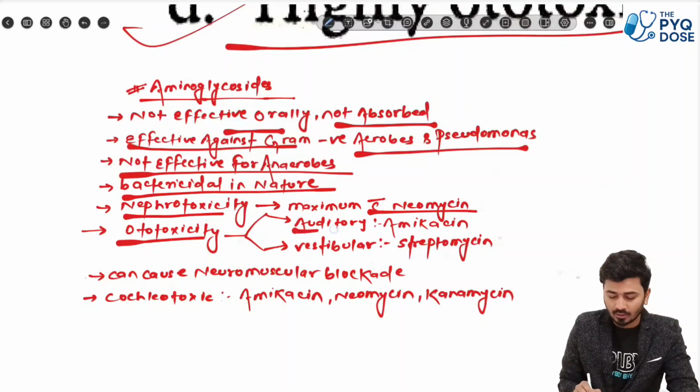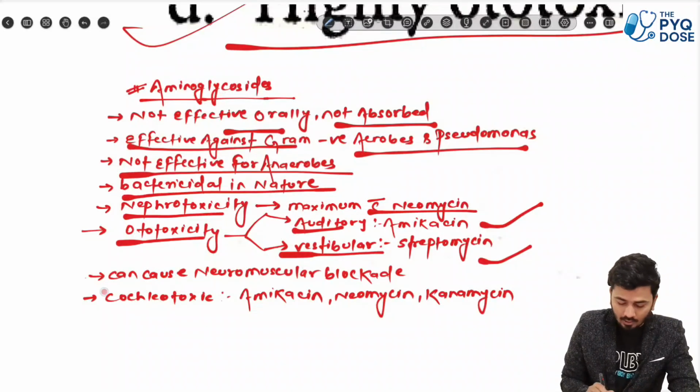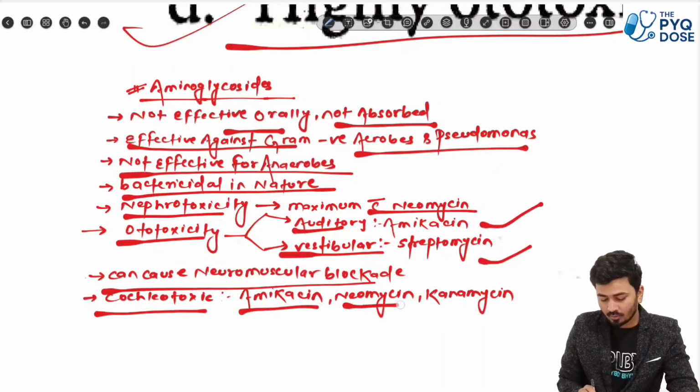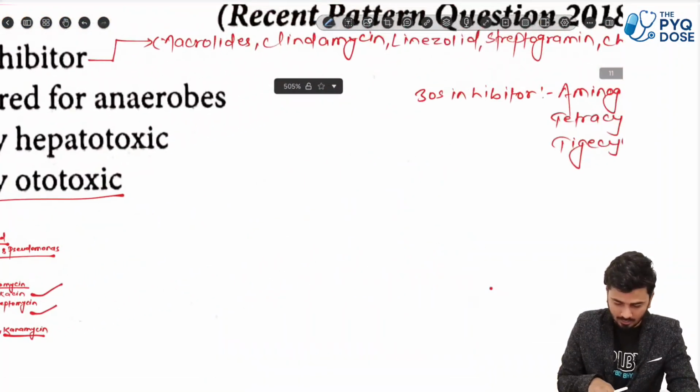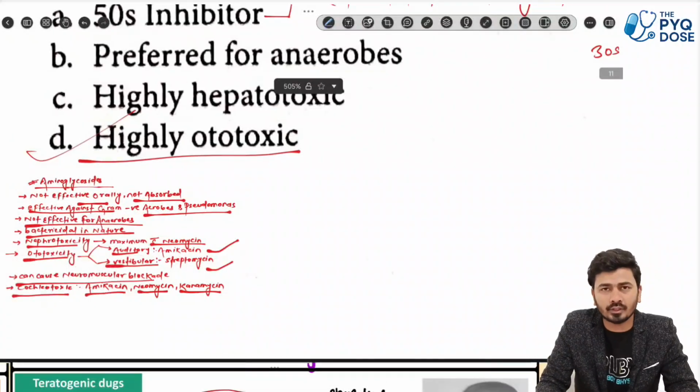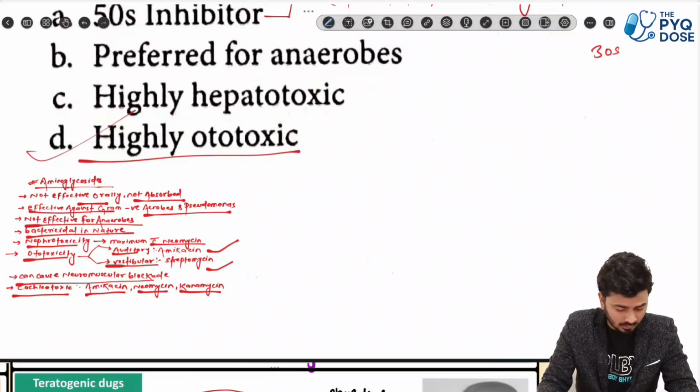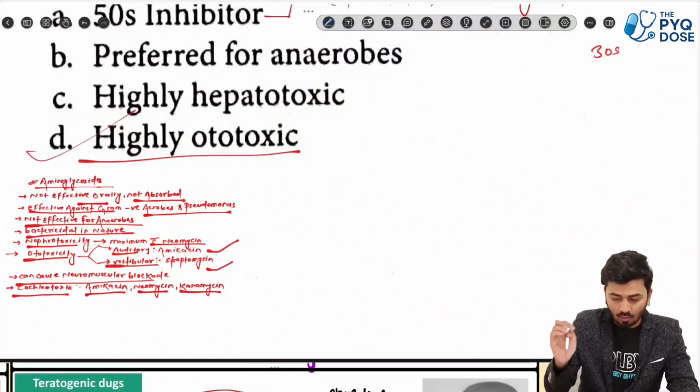Ototoxicity, there will be auditory, that is amikacin will be causing auditory ototoxicity, and streptomycin will be causing vestibular ototoxicity. It can cause neuromuscular blockade also, and cochleotoxic, that is amikacin, neomycin and kanamycin will be cochleotoxic. So generally aminoglycoside, they will not ask you in that much detail, but generally you have to remember ototoxic and nephrotoxic, that is aminoglycoside.